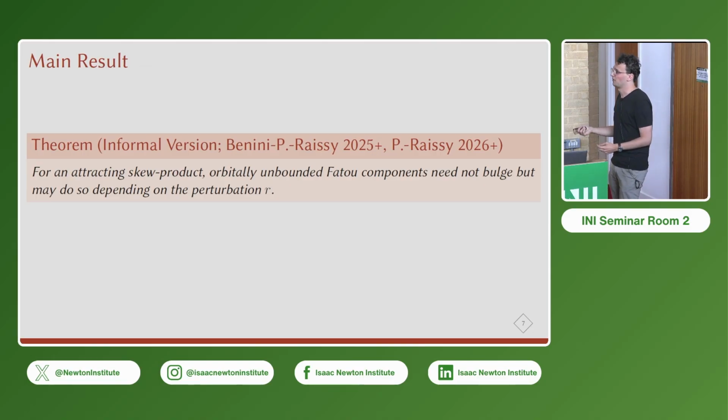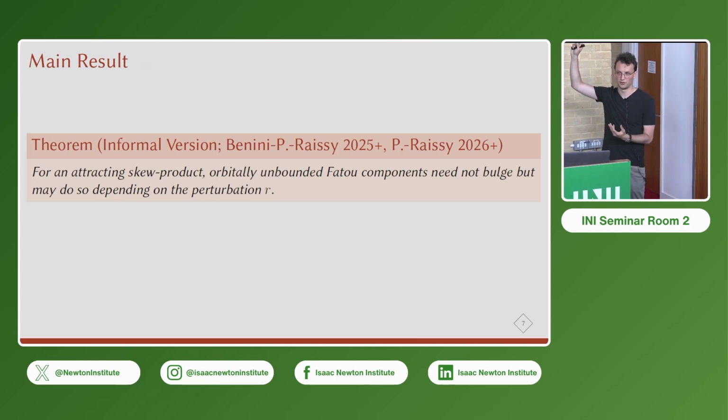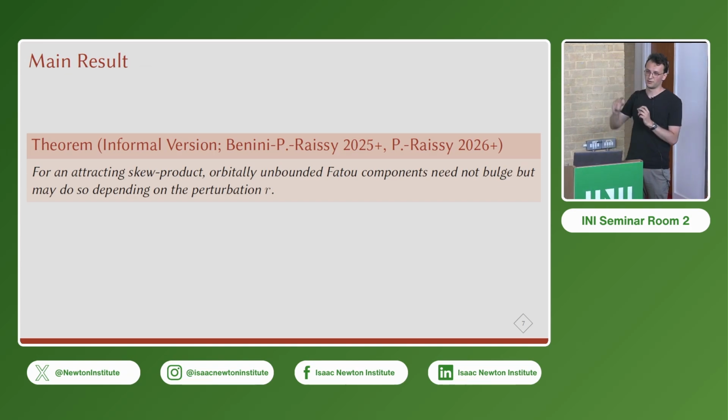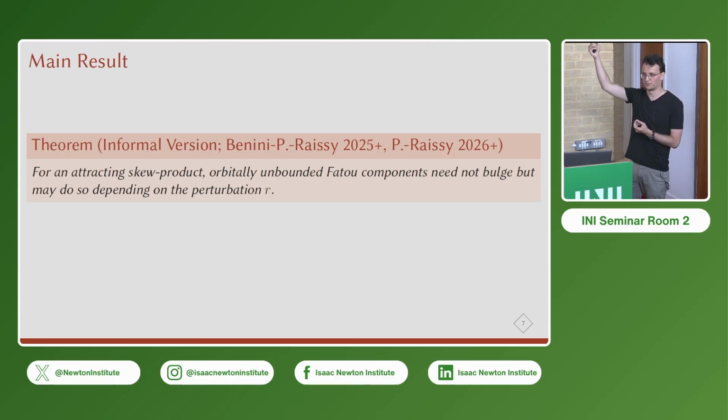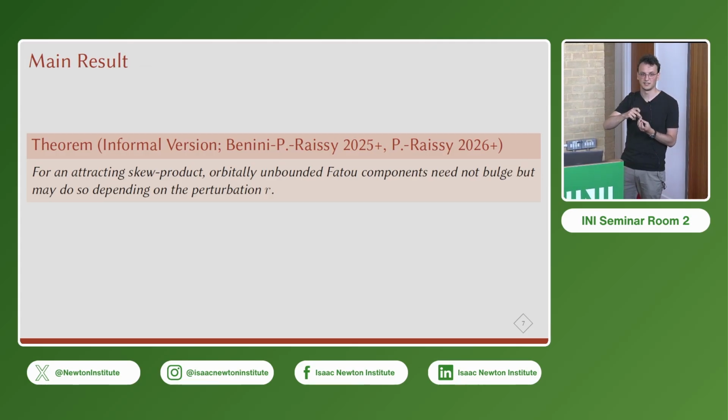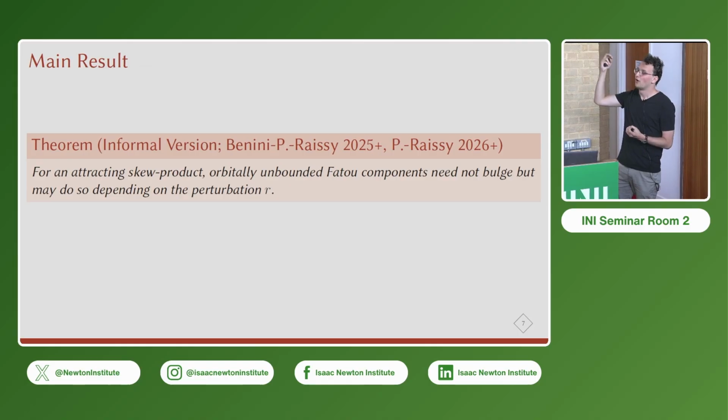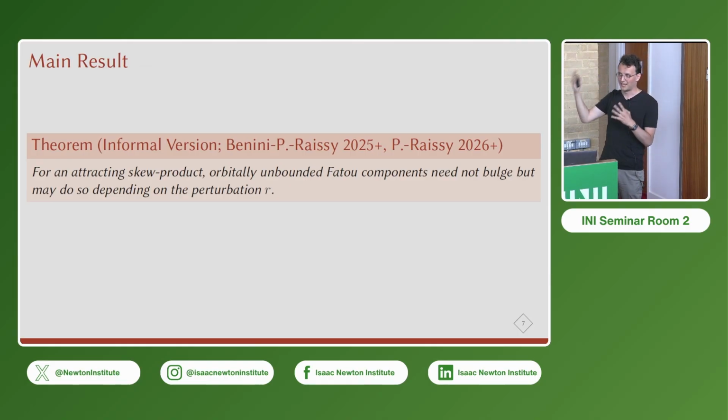And orbitally unbounded Fatou components, just to recall, are either basins of attraction at infinity, if you have a polynomial function. You can have wandering domains of the escaping or the oscillating variety. So wandering domains either just going to infinity or oscillating between finite limit points and infinity. Or you can have a Baker domain. And a Baker domain is essentially an invariant domain for a transcendental function where orbits escape to infinity.